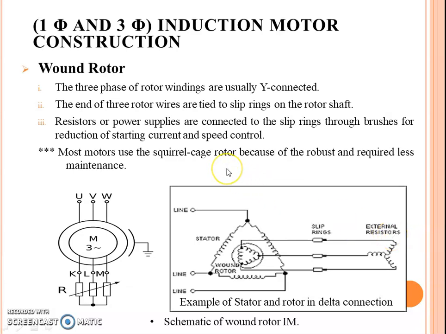Most motors use the squirrel cage rotor because it is robust and requires less maintenance compared to the wound rotor. Actually, the squirrel cage type is the most used in factories.